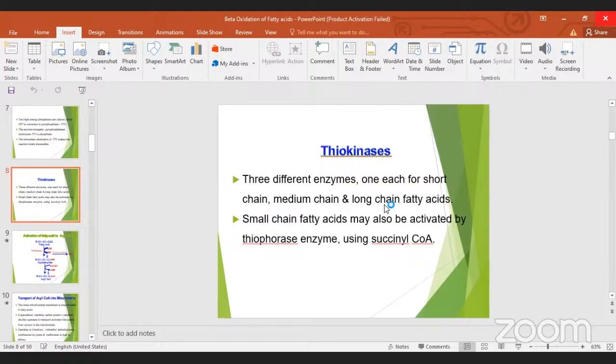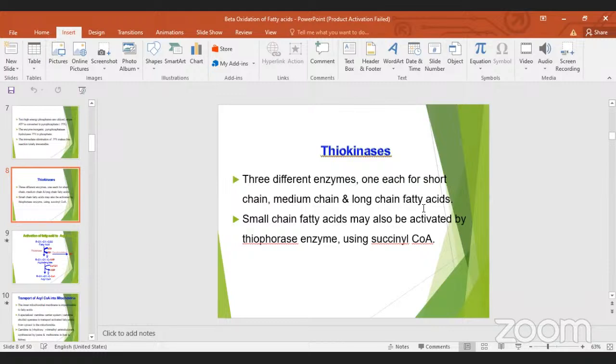Thiokinase, different enzymes are there. One is for short chain, second one is the medium chain, third one is the long chain fatty acid. Three different enzymes are involved in the thiokinase.